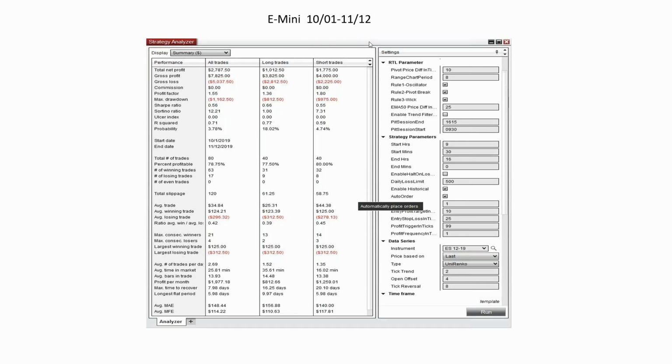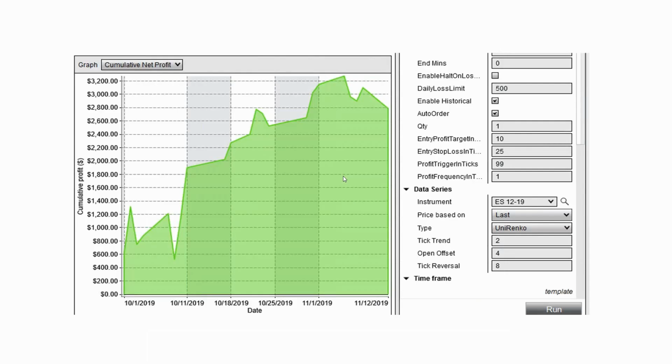Now, here's the E-mini S&P 500. It doesn't get many perfect setups because we have so many stringent requirements for the E-mini, for all of the markets actually. So from 10/1 to 11/12, it created $2,787.50 worth of profit, traded with a 78.75% win percentage, based on the inputs that we have placed here that we would also provide you with. Here's the equity curve for that period of time.